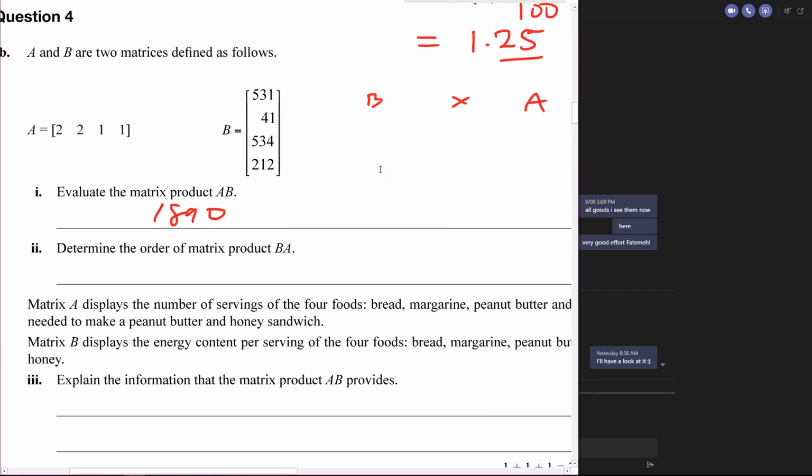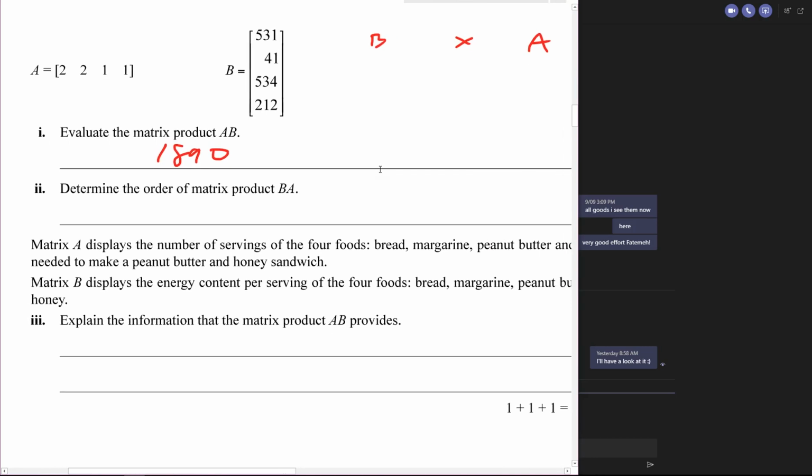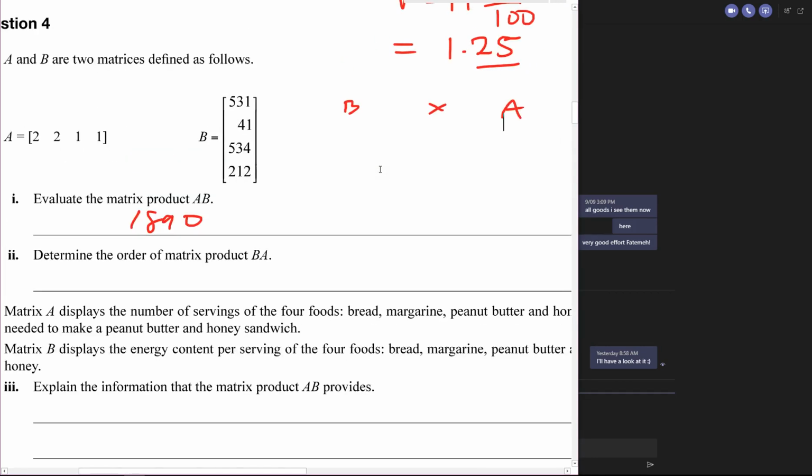On to part 2 of question 4. Determine the order of matrix product BA. The order for B: it's got 4 rows and 1 column, so it's a 4 by 1. And matrix A is a 1 by 4. Which means that when you multiply them together, remember the order matters, yeah? When you multiply them together, the outside numbers tell you the order. So it's a 4 by 4.